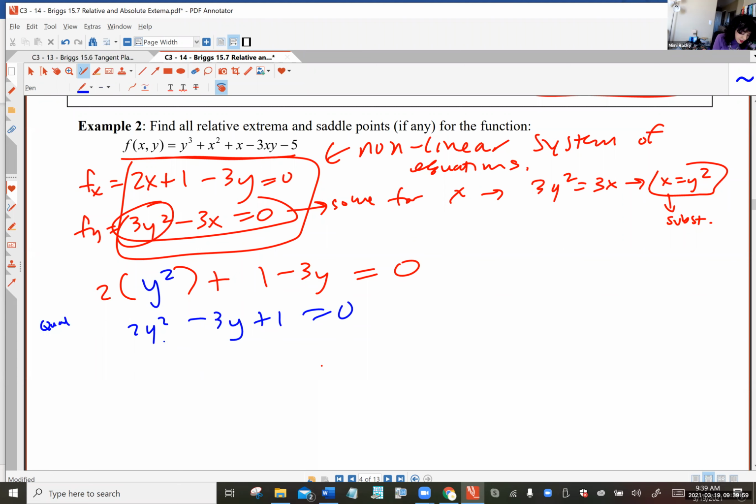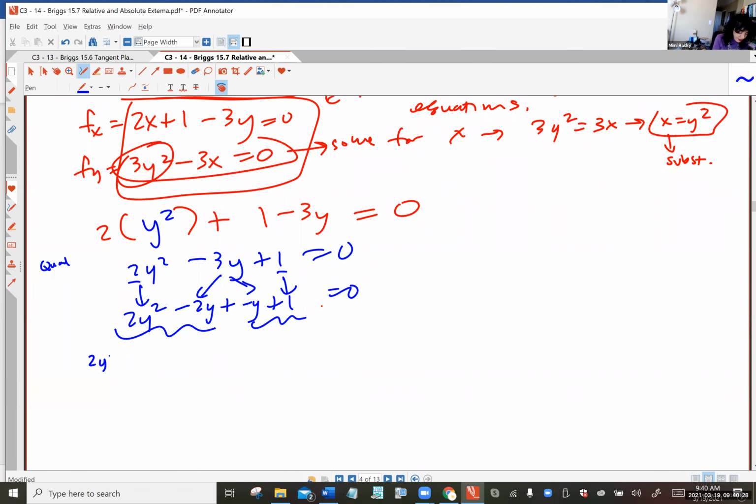The key number is 2 times 1, which is 2, and the factors of positive 2 that add to negative 3 are negative 2 and negative 1. And I use negative 2 and negative 1 to split the middle term into 2 pieces. So negative 3y is equivalent to negative 2y plus negative 1y. I copy down the first and last terms, and then I factor by grouping.